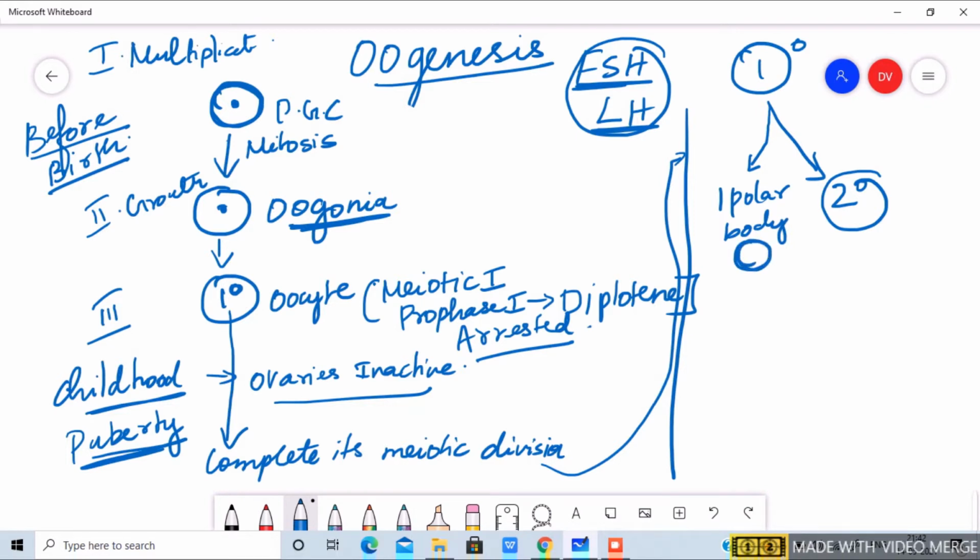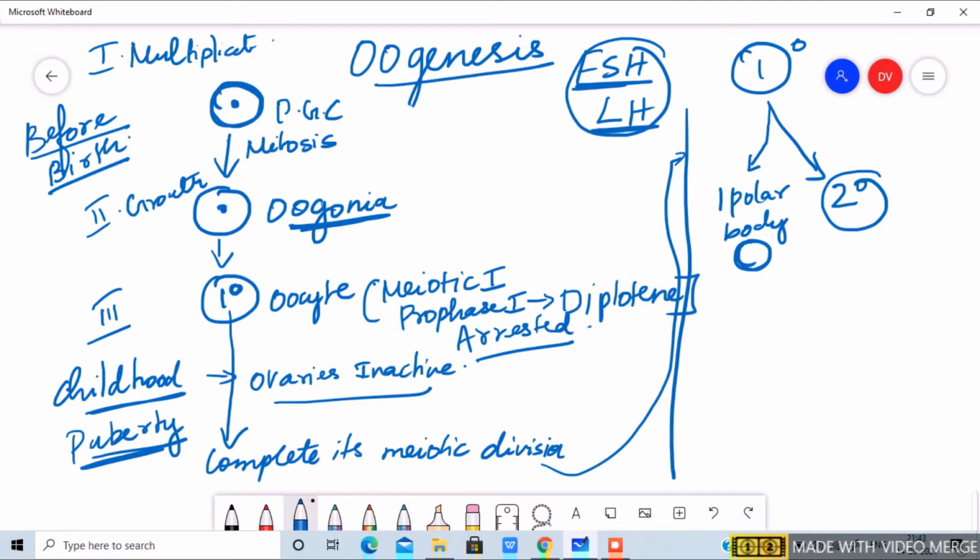It's nothing but, guys, when the primary oocyte divides, one cell will take up a lot of the cytoplasm. That will become the secondary oocyte, and the part which took a very small portion of the cytoplasm becomes the polar body. If you ask me, ma'am, what is the fate of the polar body? Is there any function? No, they are non-functional. They will disintegrate. All right. Now this secondary oocyte is there.